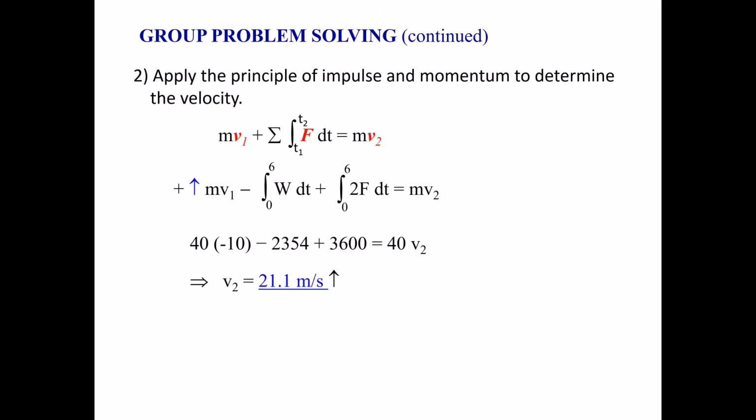Okay. So all we have to do is apply impulse and momentum to determine the velocity. So here's our initial one, right? The initial one was going down. That's why you have your negative. Here's my mass times the initial velocity. And here's the impulse due to the weight. And here's the impulse due to the motor pulling it up. And that's going to give you essentially the mass times the final velocity. So you just go through and solve it, and you come up with a velocity of 21.1 meters per second.